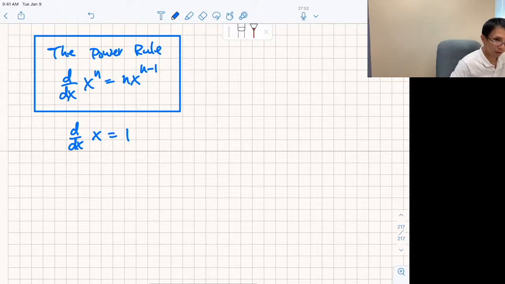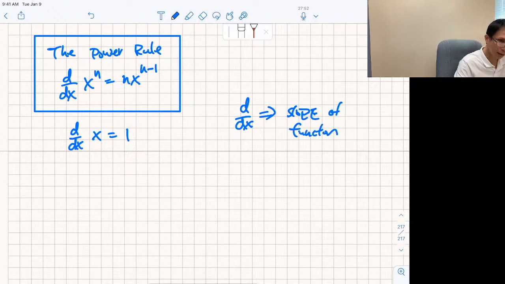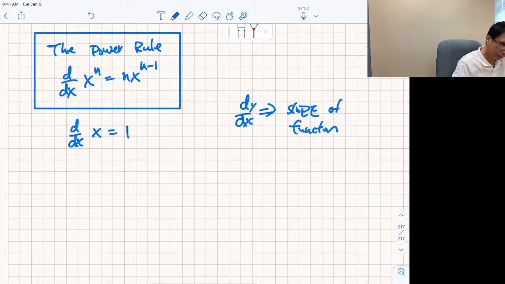Right? So remember, derivative with respect to x usually means the slope of the function. Since dy/dx is the slope of the function, d/dx of x is just 1. Slope of x is 1. So dy over dx is the derivative of y of x. What does that mean? dy/dx is the same thing, so notation wise I'm going to show you.